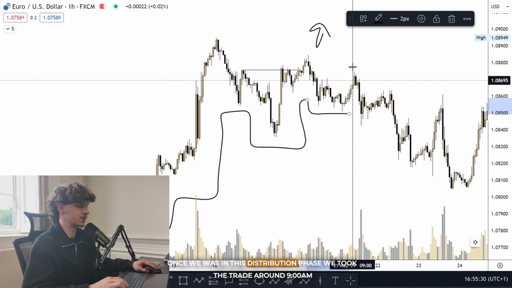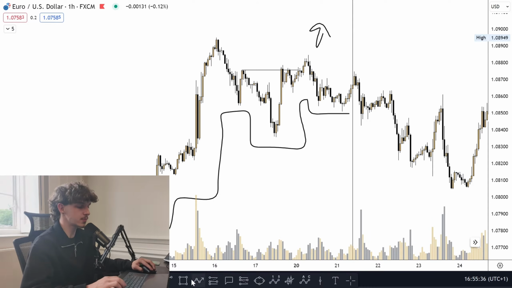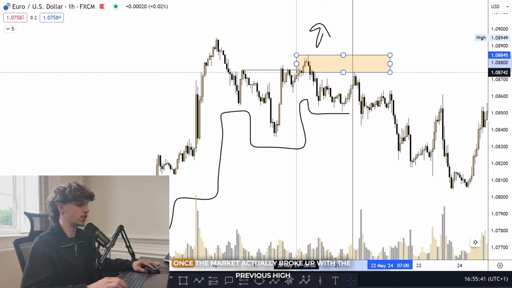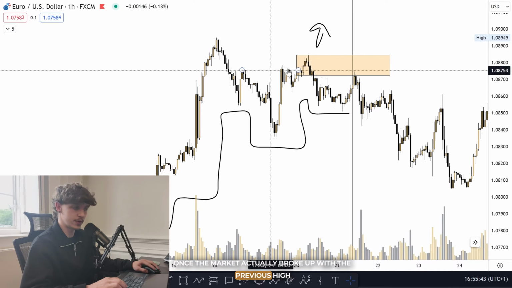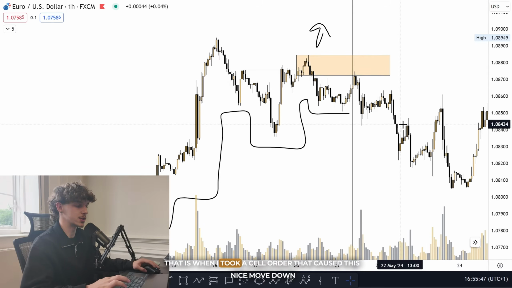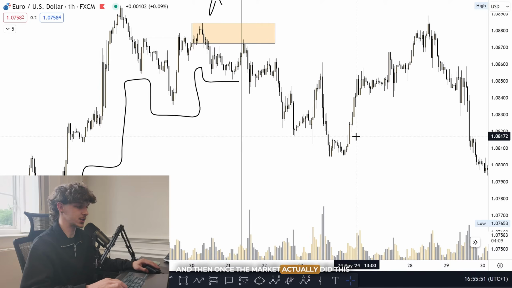Once we were in this distribution phase, we took the trade at around 9:30 a.m. So it was around these candlestick wick highs. And as you can see at this high, we had this nice supply zone that was created once the market actually broke above the previous high we were talking about. And once we had that tap into that zone, that is when I took a sell order that caused this nice move down.